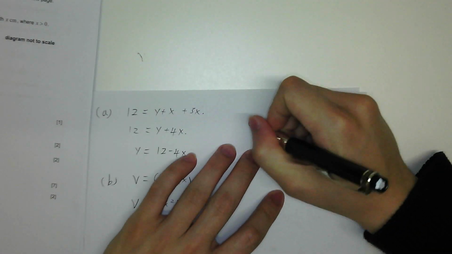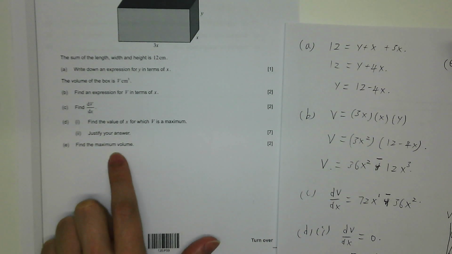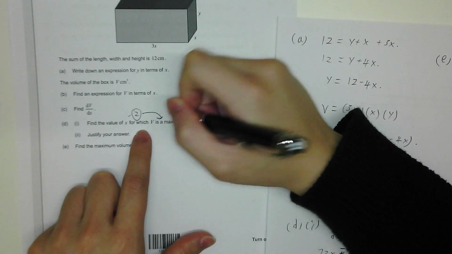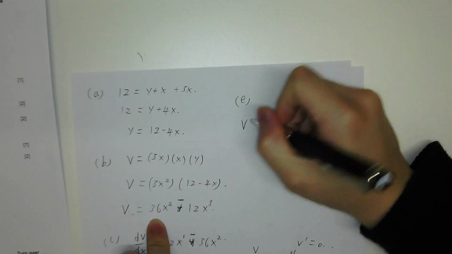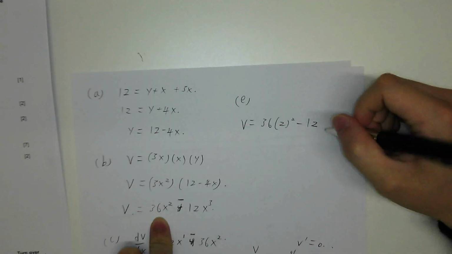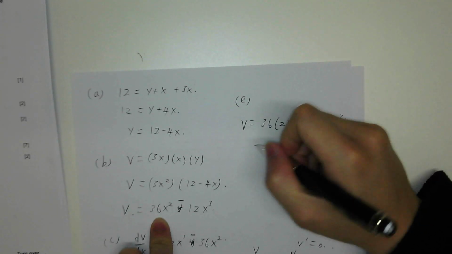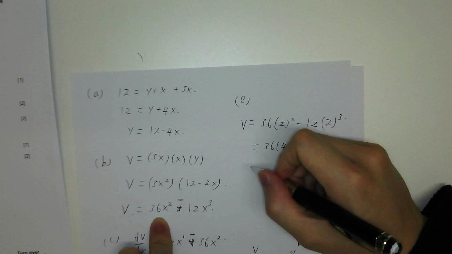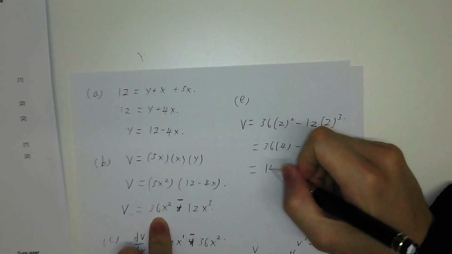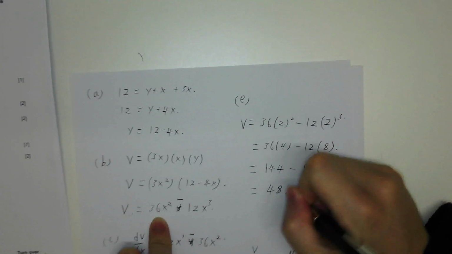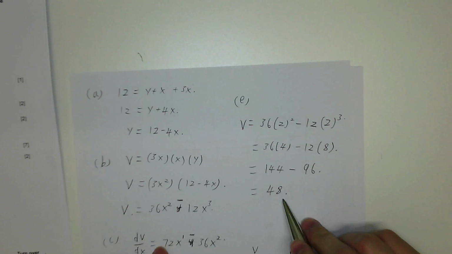And then part E, find the maximum volume. We know that when x equals 2, the volume is maximum. We can find the volume by just substituting x equals 2 into the volume function. 36 times 2 squared minus 12 times 2 to the power 3. So 36 times 4 is 144, minus 96, so it'll be 48. 48 is the maximum volume.